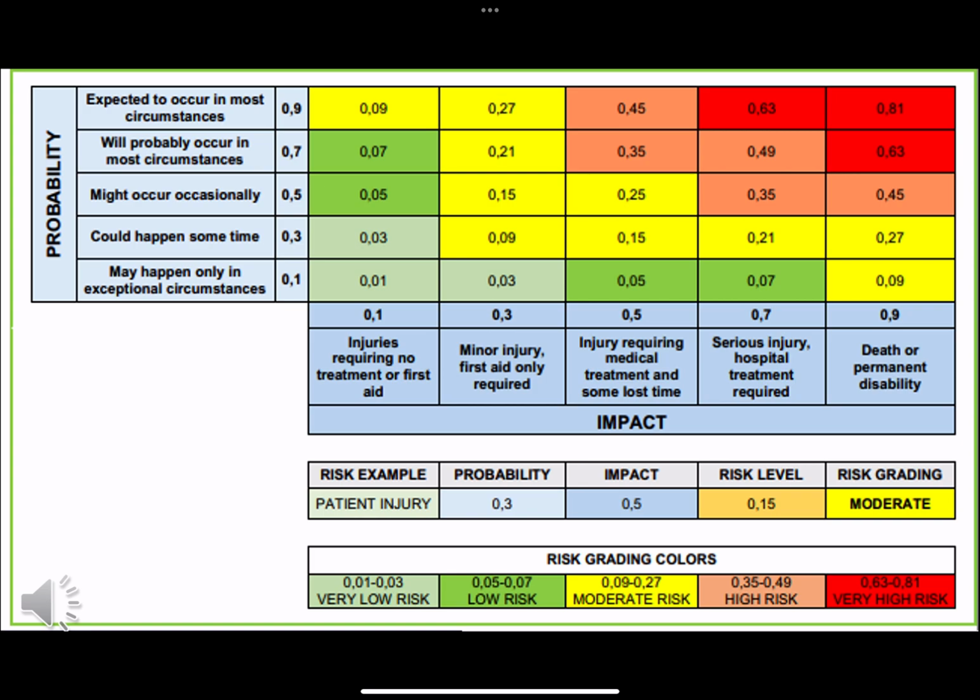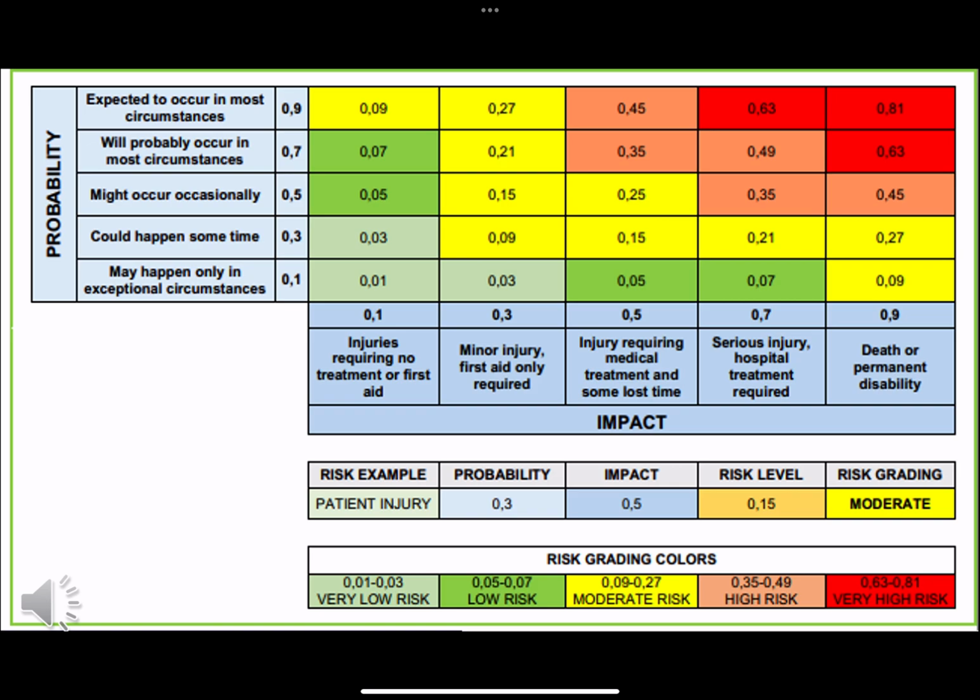Moving on to the next slide. As we mentioned before, the quantitative approach calculates numeric values associated to each component that results after risk evaluation. So if you look at the table, you can see how it is calculated. At the bottom of the table, you can see the risk ratings are colored.